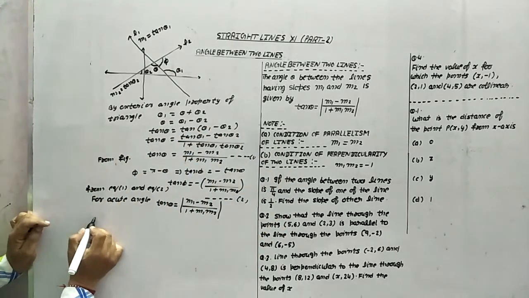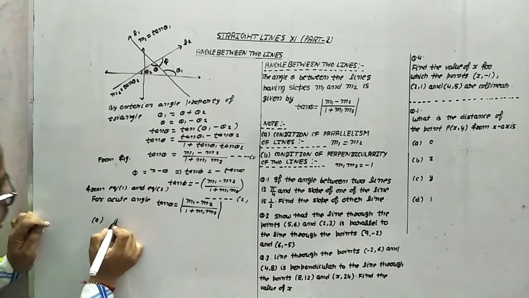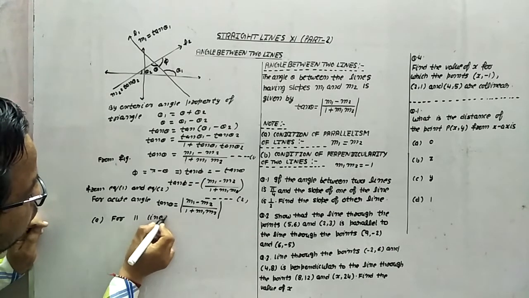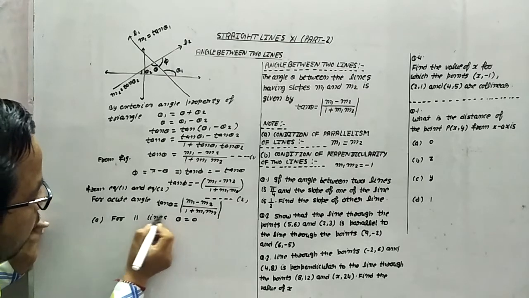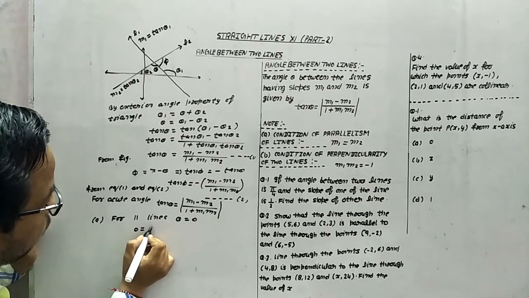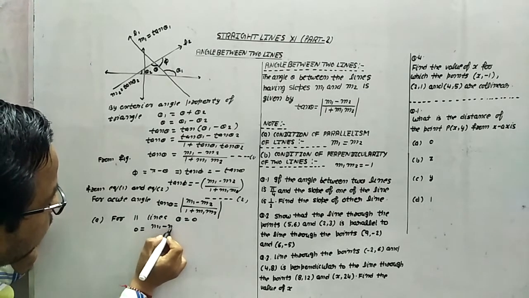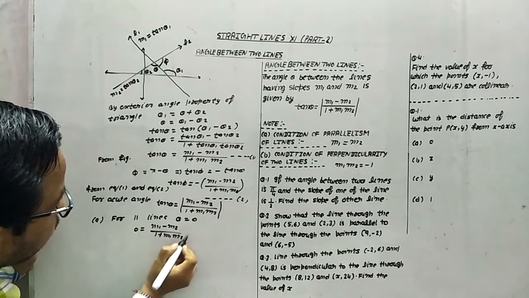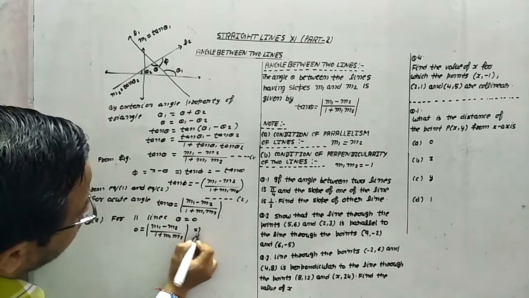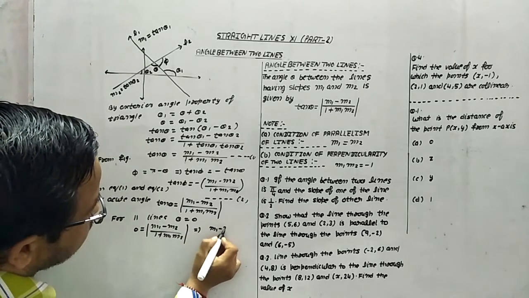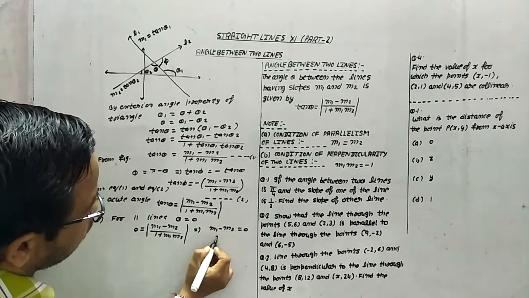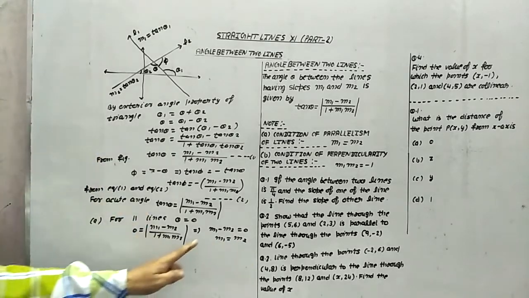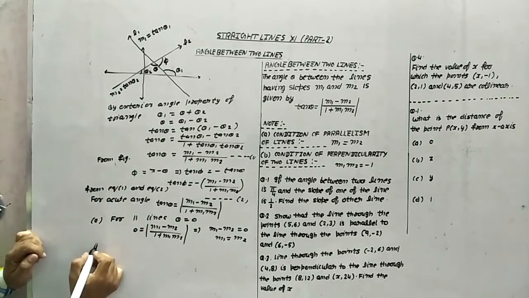Now the condition for parallel lines. Now we know very well, for parallel lines, what is the rule? Theta is equal to 0. It means 0 is equal to (m1 minus m2) upon (1 plus m1 m2). So what we will observe, it implies that m1 minus m2 is equal to 0. It means m1 is equal to m2. It means for parallel lines, m1 is always equal to m2.